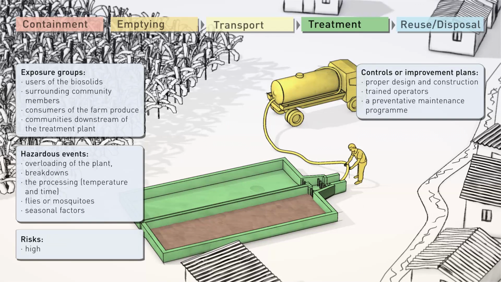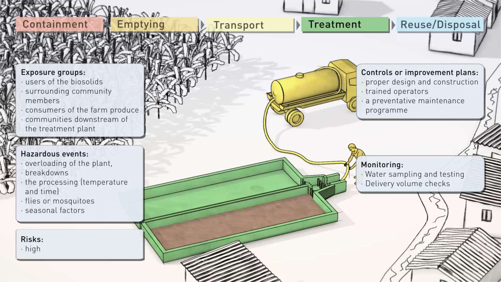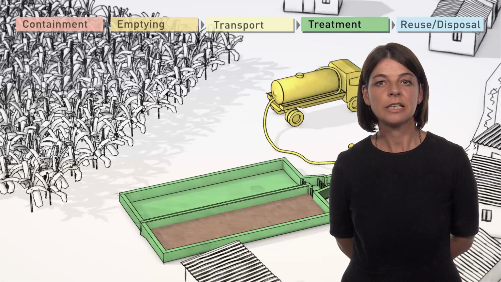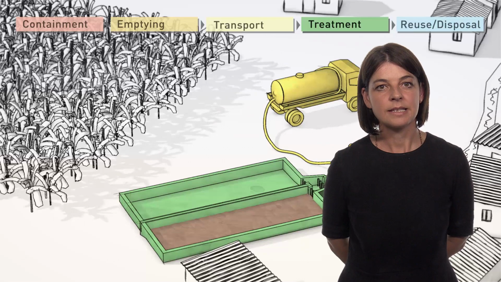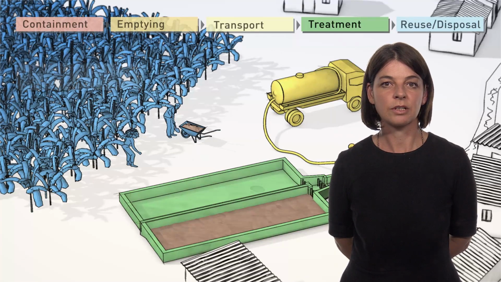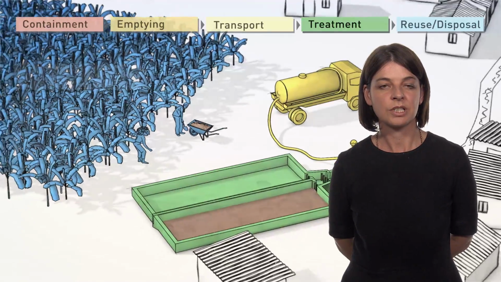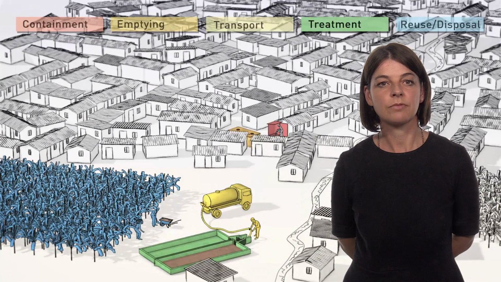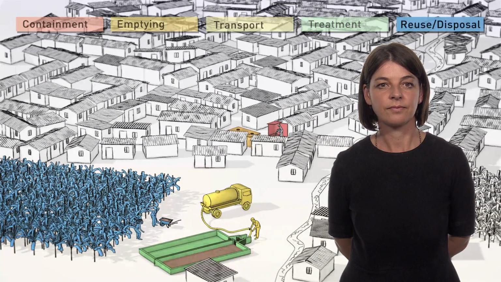Example controls include proper design and construction, trained operators, and a preventive maintenance program. Monitoring may include periodic testing of effluent and checks on delivery volumes. But even the best treatment processes will occasionally not meet standards. In some cases, lower levels of treatment may be unavoidable with the existing technology or desired by farmers who wish to access nutrients for reuse. That's why barriers at the next reuse step are particularly important.